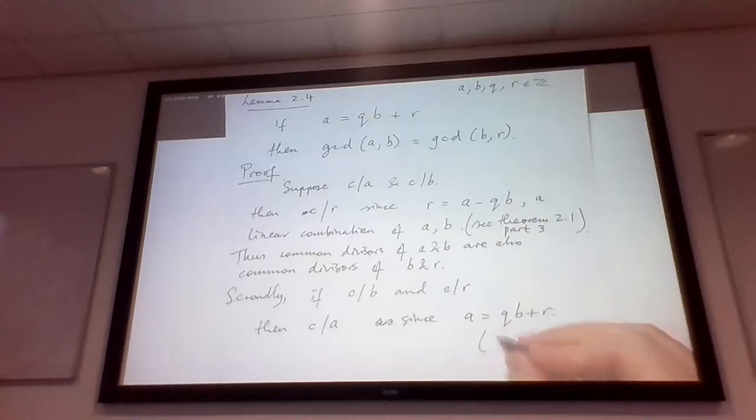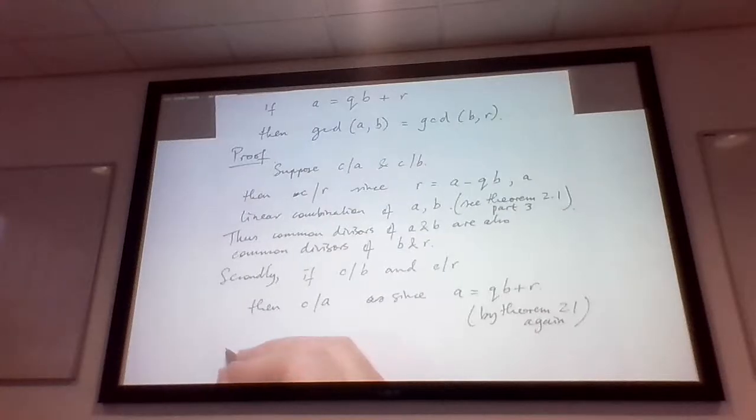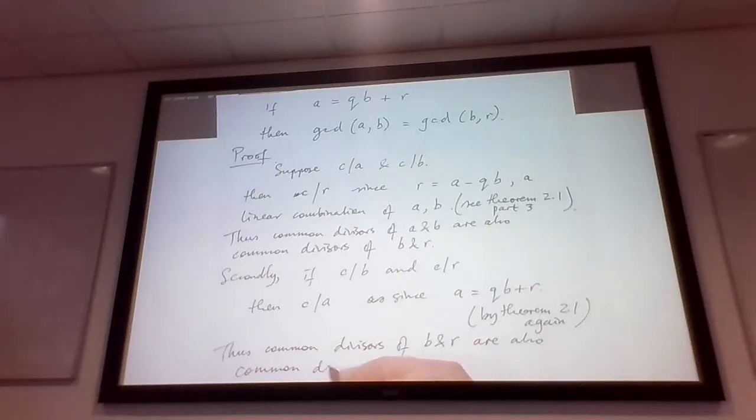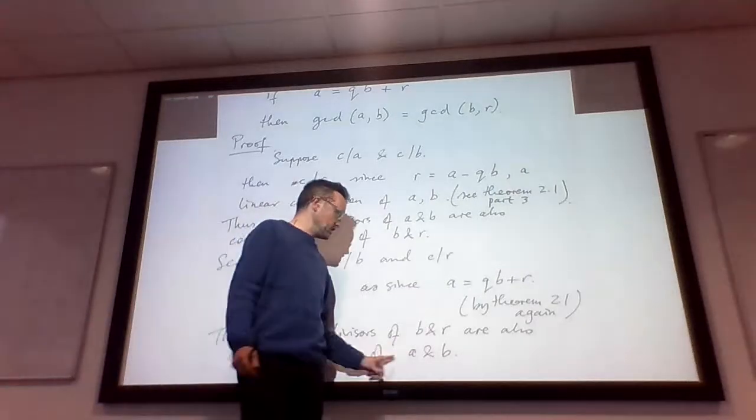So, this is for the same reason. This is by theorem 2.1 again. Okay. So the similar conclusion: common divisors of B and R are also common divisors of A and B. So if you divide B and R, you must also divide A. So if you're a common divisor of B and R, you're a common divisor of A and B.